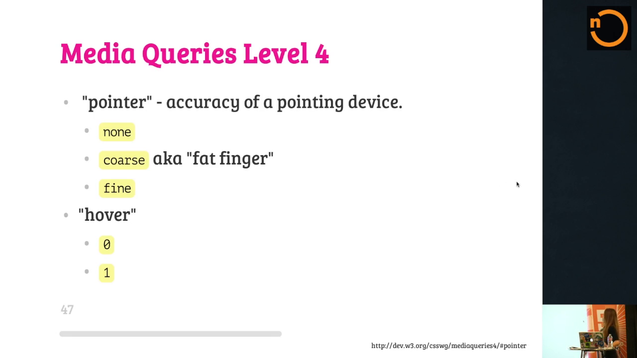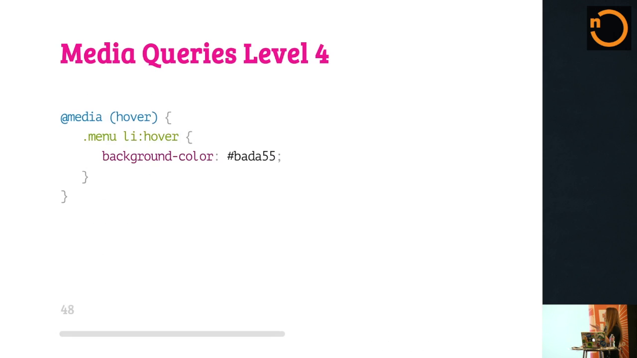Also, we can detect hover. It's a Boolean, 0 or 1, so it has a hover or not, because the touch screen doesn't have a hover, right? So this is how we can use it. If hover exists, we'll just do something, like a menu hover on something. Oh, this is like a hex code I love. It's my favorite.